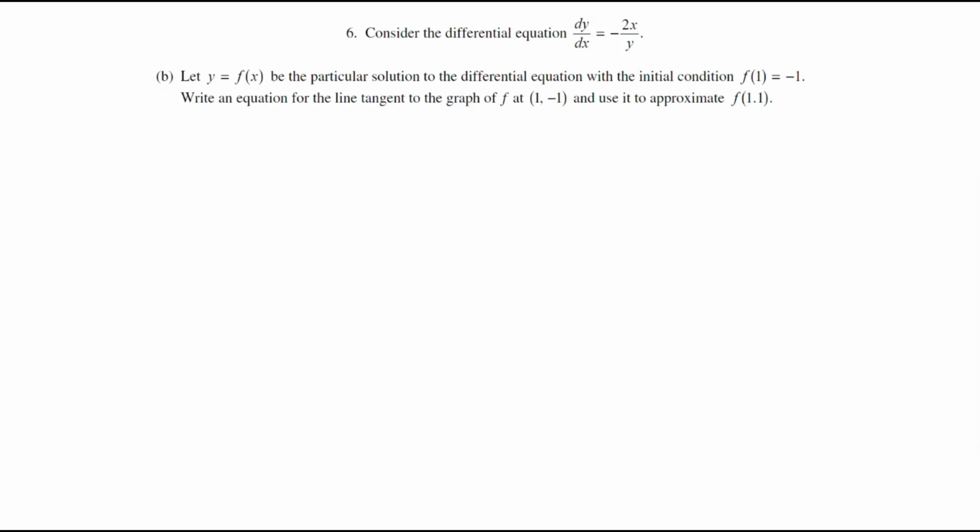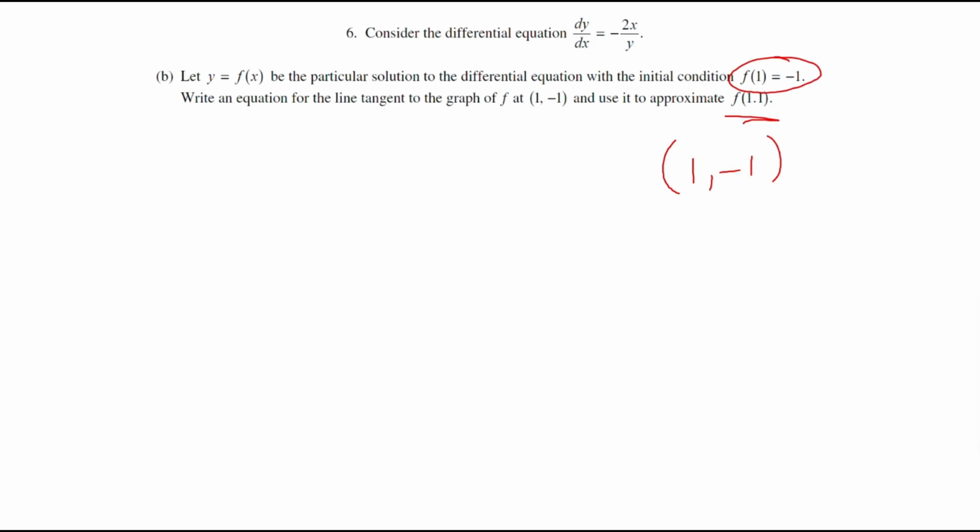And then here in part B, they just ask us to write an equation for the tangent line to f at the point (1, negative 1), and then approximate f of 1.1 using that tangent line. So to write the equation of a tangent line, we just need a point and a slope. Our point is just given to us. It's the point (1, negative 1).